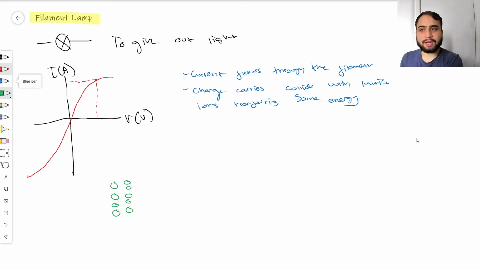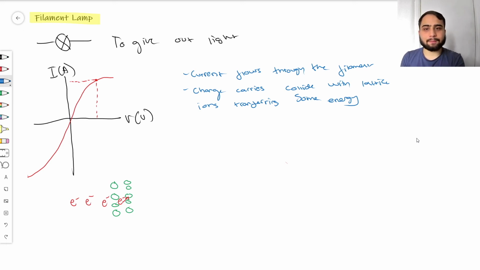Now, when we have electrons coming through the filament, right? So they're coming through. These electrons sometimes have to move in between the gaps between the ions, but also they collide into the lattice ions. That's what we have to use of the actual filament itself. Now, when they collide, they transfer some energy.